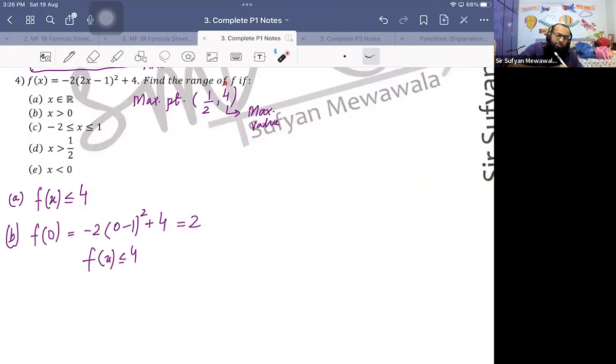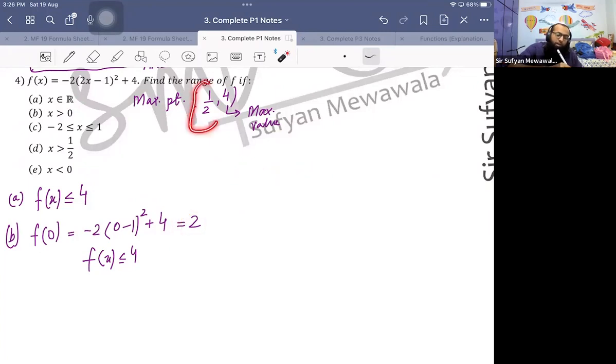Range is based on this maximum value, and look, when we substitute 0 we get 2. 0 is not included in the domain, so 2 will not be included in the range. Even if we were giving the range based on 2, the answer would have been less than 2. We wouldn't have included 2 because 0 wasn't included.